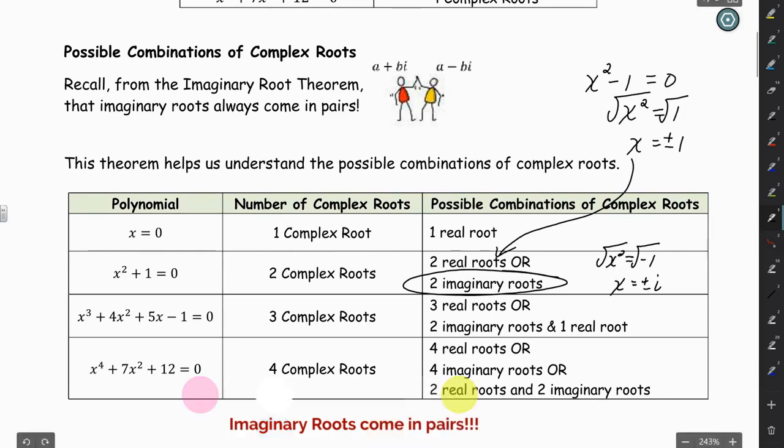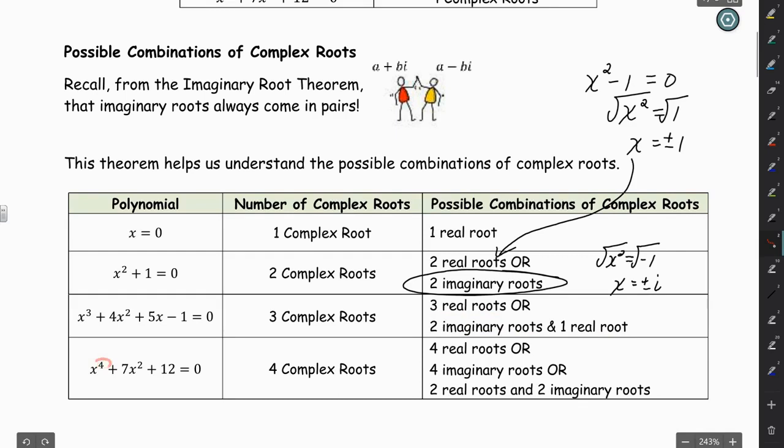Now, the next one is a cubic polynomial. I know I have 3 roots, so I could either have 3 real roots or I could have 1 real root and 2 imaginary. Imaginary roots come in pairs. I can only have sets of 2, 4, 6, 8, and so on. So for a cubic polynomial, I either have 3 real or I have 2 imaginary and 1 real.